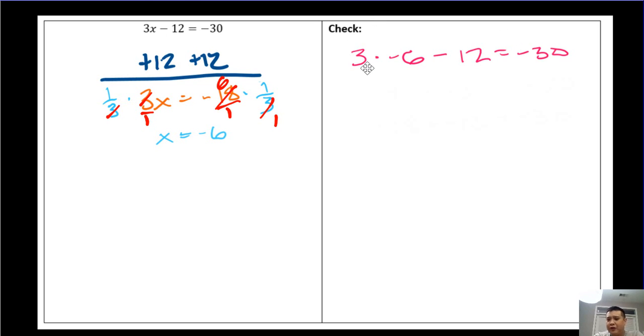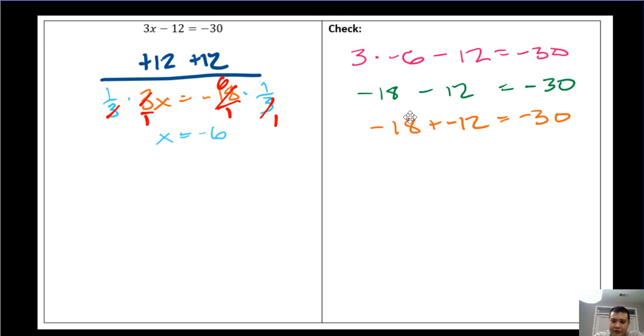After that, we do follow order of operations. 3 times negative 6, because we got multiplication and subtraction. Multiplication, negative 18 minus 12. Negative 18 minus 12 is the same thing as negative 18 plus negative 12, due to keep, change. Remember, subtracting a positive is the same thing as adding a negative. And therefore, negative 18 plus negative 12 is negative 30.